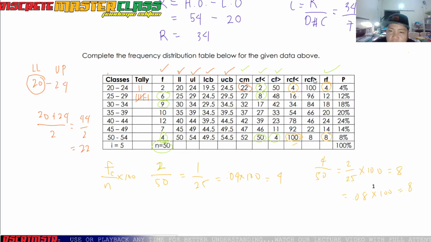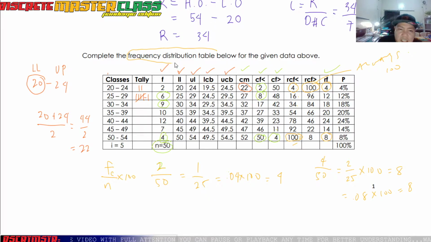Ganun din naman yung greater than, pataas naman yon. And last is 100. Ito, always 100. Okay? So, from that RF, para makuha mo yung P, lagyan mo lang ng percent. So, to check if your answer is correct, dapat yung total percentage natin dito will be equivalent to 100%. So, that's how to construct a frequency distribution table.